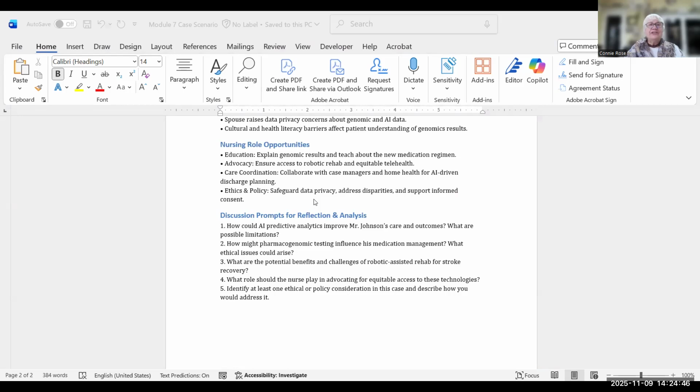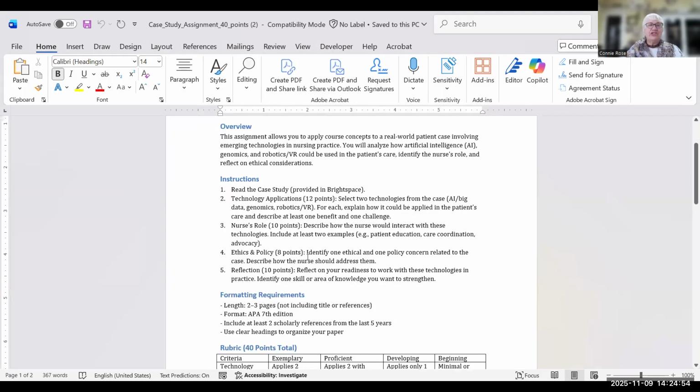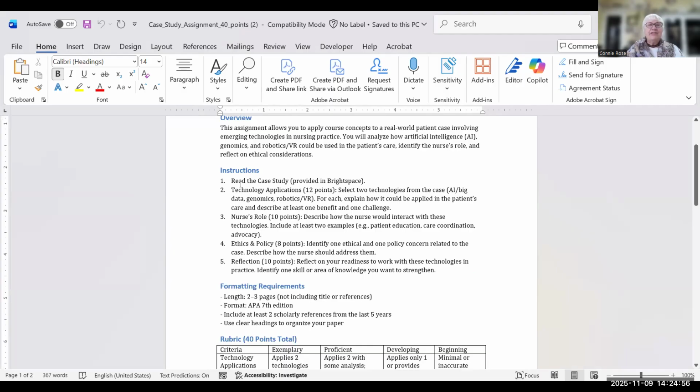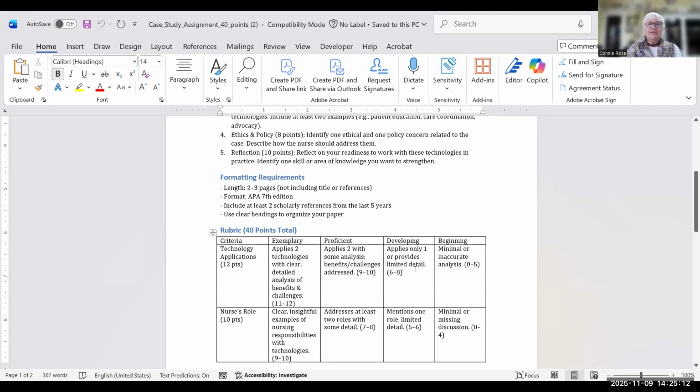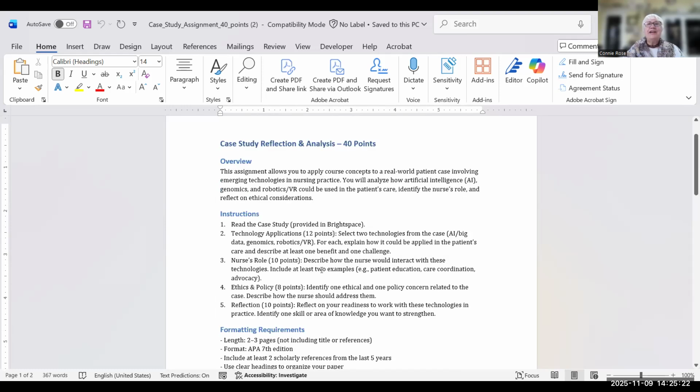And you see that there's an overview of what the assignment is and then your instructions. All right. So you're going to read the case study. You're going to look and figure out technology applications for this patient, the nursing role, ethics policy, and then a reflection. And the rubric is here, make sure you read that so that you can get all the points for your assignment. All right.